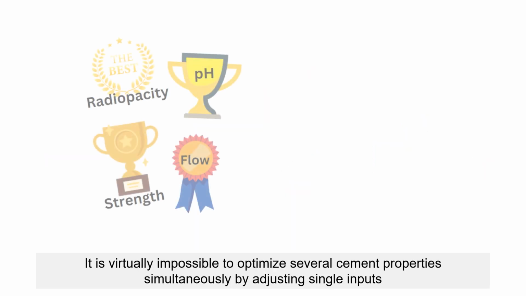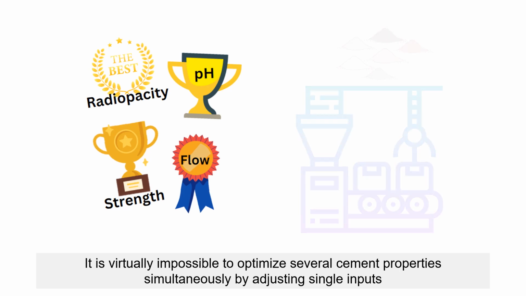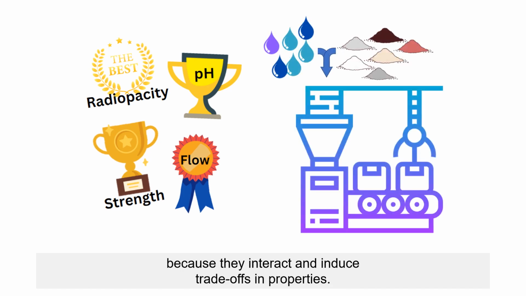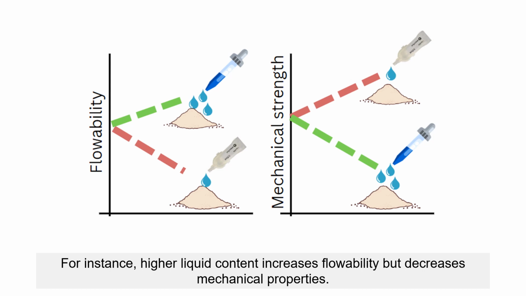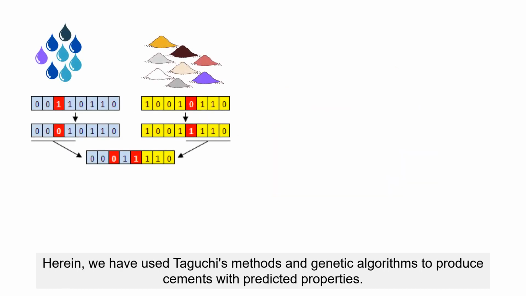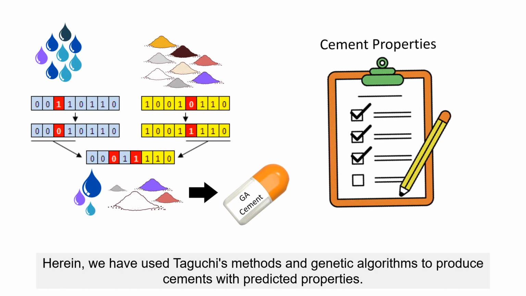It is virtually impossible to optimize several cement properties simultaneously by adjusting single inputs because they interact and induce trade-offs in properties. For instance, higher liquid content increases flowability but decreases mechanical properties. Herein, we have used Taguchi's methods and genetic algorithms to produce cements with predicted properties.